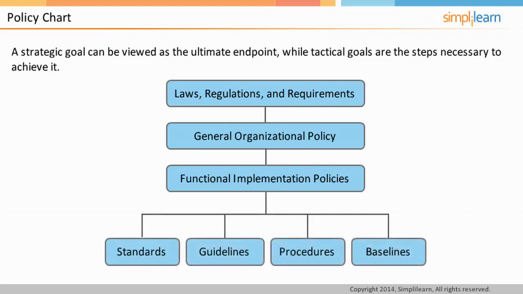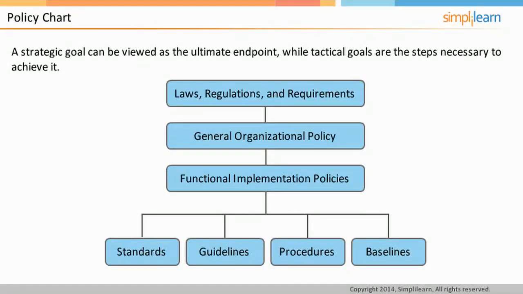As shown in the flowchart, standards, guidelines, procedures, and baselines are the tactical tools used to achieve and support the directives in the security policy, which is considered the strategic goal. As you can see from the policy hierarchy chart and figure, policies are considered the first and highest level of documentation, from which the lower level elements of standards, procedures, baselines, and guidelines flow. However, this order does not mean that the policies are more important than the lower elements.